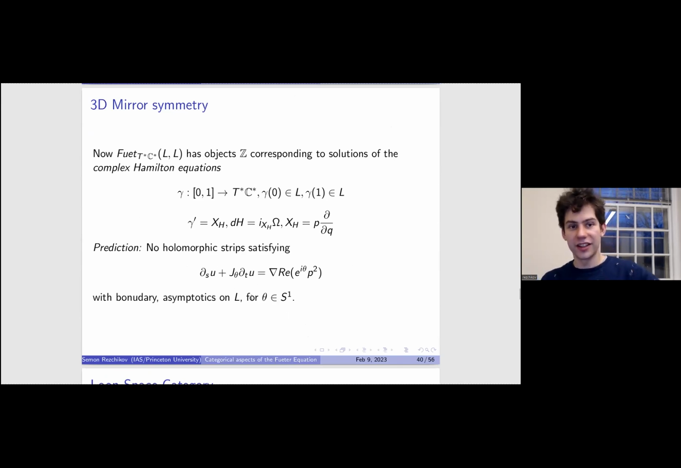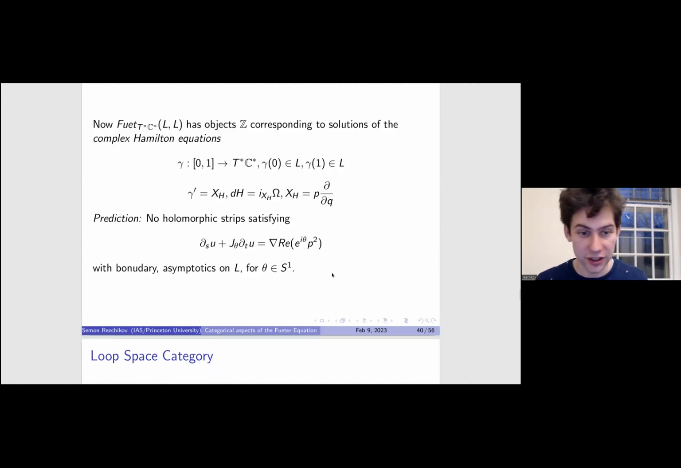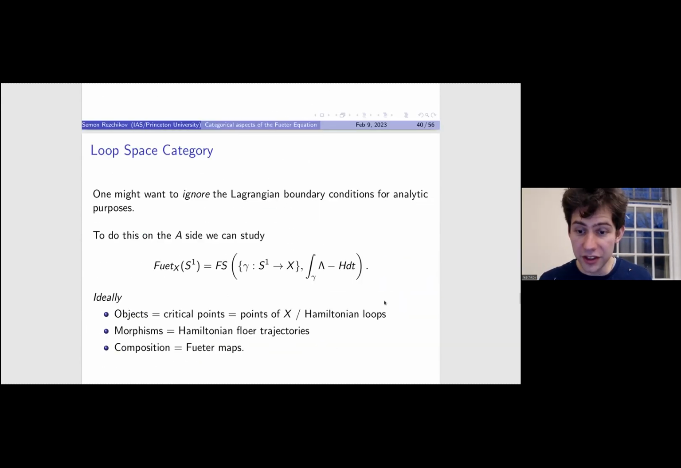So you look at the self-homs of this Lagrangian, these are some holomorphic strips, you compute what they are, and you see there's an integer's worth of them. So then you shouldn't have any holomorphic strips between these complex Hamilton chords, and that seems to be correct. And then similarly, you can look at some kind of category on the loop space.